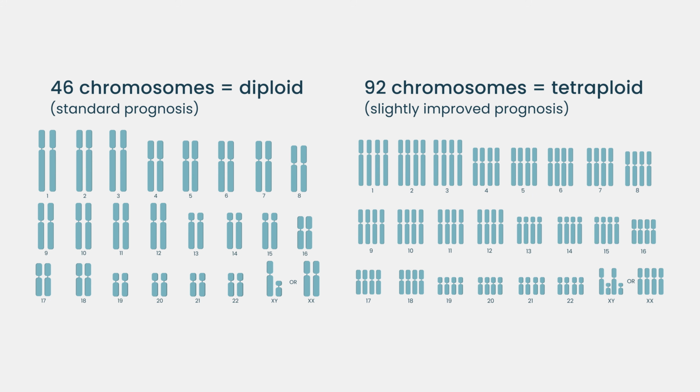Interestingly, if you gain chromosomes, and that could be 47, 48, but in fact, you can actually double the chromosome number from 46 to 92, which is called tetraploid, where 46 is called diploid. Increased number of chromosomes, even though it's profoundly abnormal, does not have an adverse prognosis. It has a standard prognosis, maybe a slightly improved prognosis.